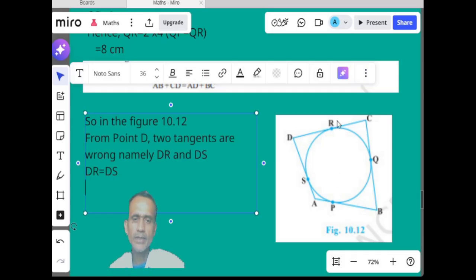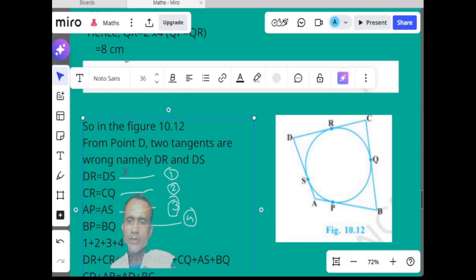So from point D, DR and DS are the two tangents. So DR is equal to DS. Similarly, from point C, CR and CQ are tangents. So CR equals CQ. So I'll write all these. I have written that the tangents drawn from points A, B, C, D respectively are equal. So DR equals DS, CR equals CQ, AP equals AS, and BP equals BQ.